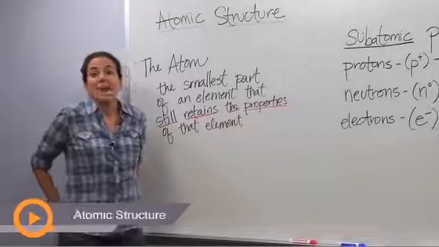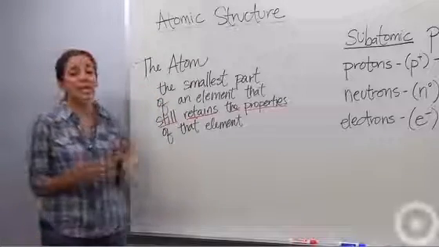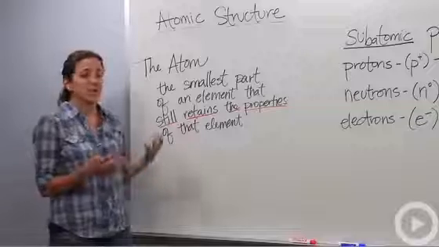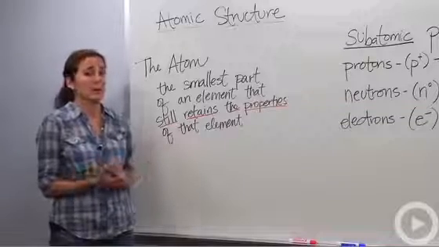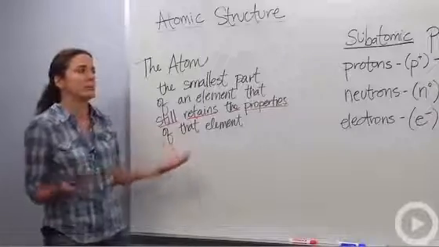All right, so let's talk about the atomic structure. First of all, the atom, which is the smallest part of an element that still retains the properties of the element. But the atom actually can be broken down into three subatomic particles that don't retain the properties of that particular element. And what are those subatomic particles?